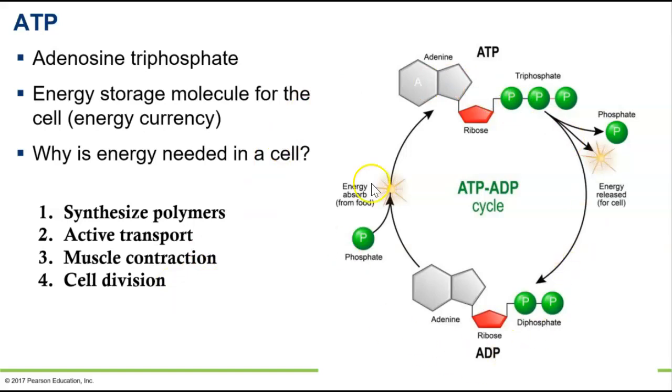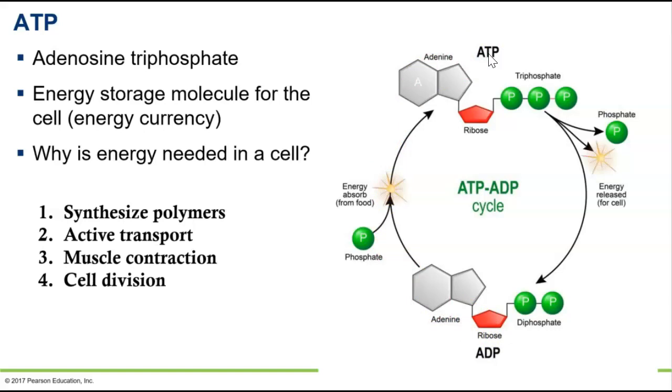This is a diagram of the ATP cycle. ATP is made through the process of cell respiration in the cell, and it doesn't exist very long. It's a highly reactive molecule. That third phosphate will break off and release energy, and then it becomes ADP, adenosine diphosphate. That is the low energy form of the molecule. It can quickly then be recycled back to the high energy form, which is ATP.